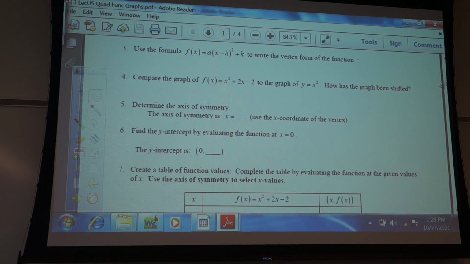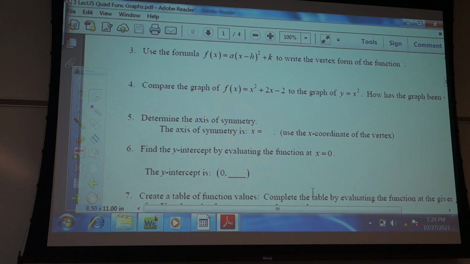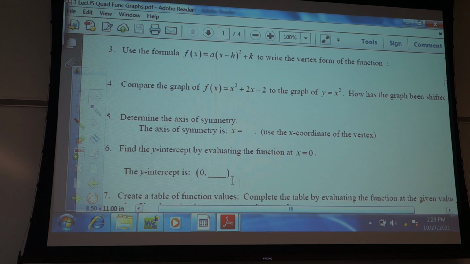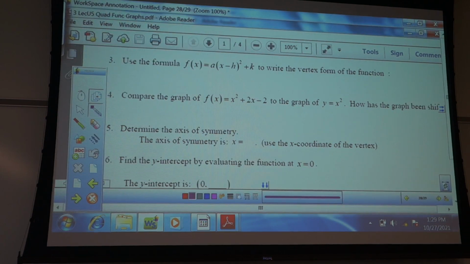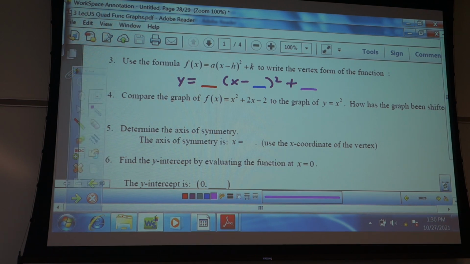Use the formula y equals a times (x minus h) squared plus k. So all I'm going to do is write y equals, I'll leave a blank for a, times x minus blank squared plus blank. So we need to fill in these blanks. But the x and the minus h are the same thing, so why are they listing it twice? Isn't h x? H is my x at the vertex.